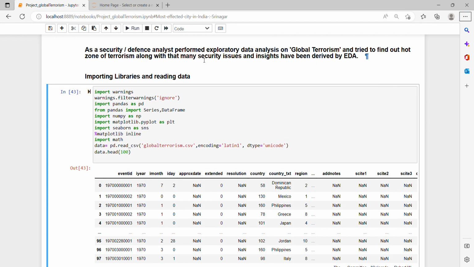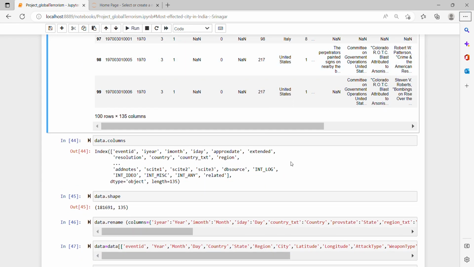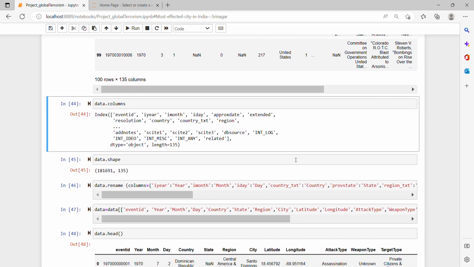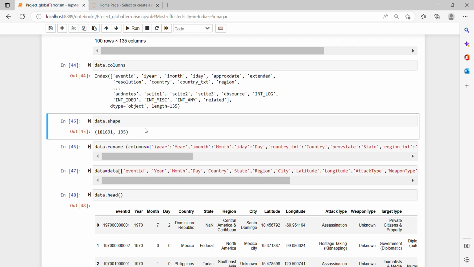First, I have imported the important libraries and read the data. Here you can see that this is the data set on which we have to work. Moving on, I have derived these columns. Coming to shape, this data set comprises 1.81 lakh rows and 135 columns in which all the data of terror activities are mentioned.